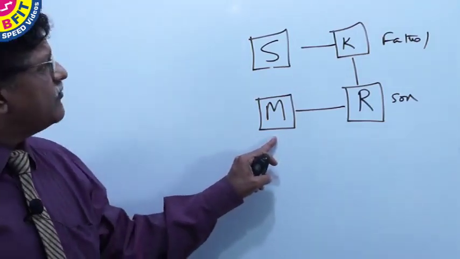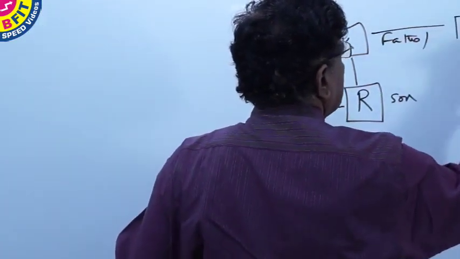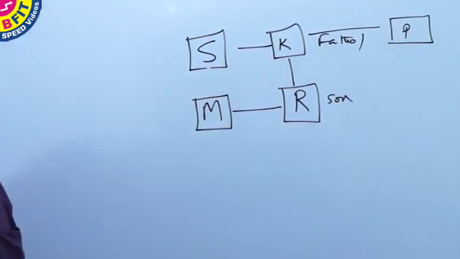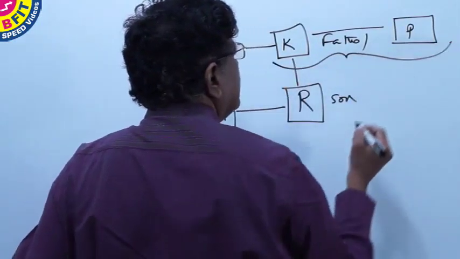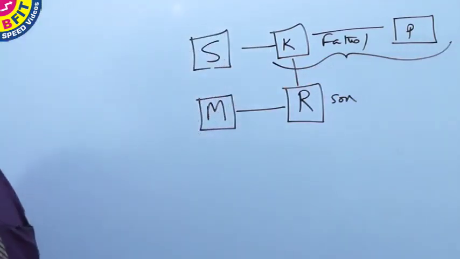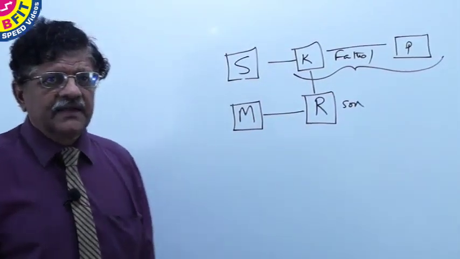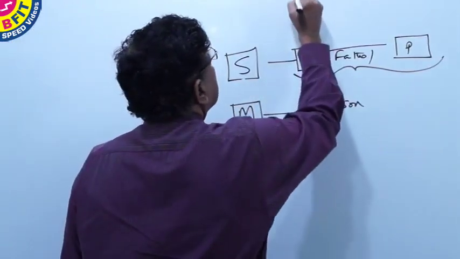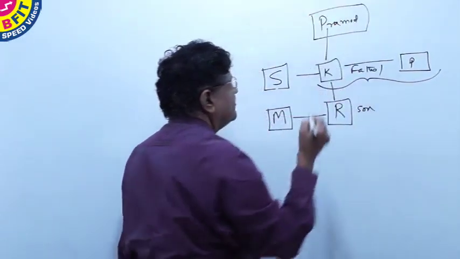Priya is the wife of Kumar. Drawn here because they belong to the same generation. Normally, we use these curly brackets to denote husband and wife relationship, wherever in the picture there is husband and wife. Then Pramod is the father of Kumar.